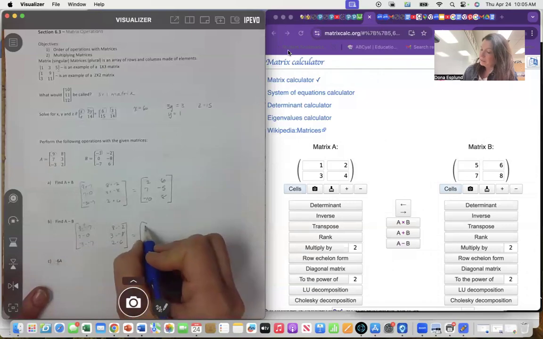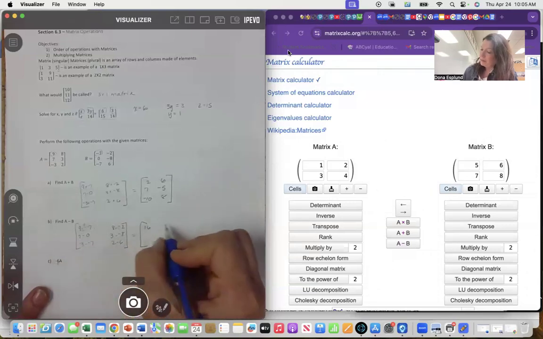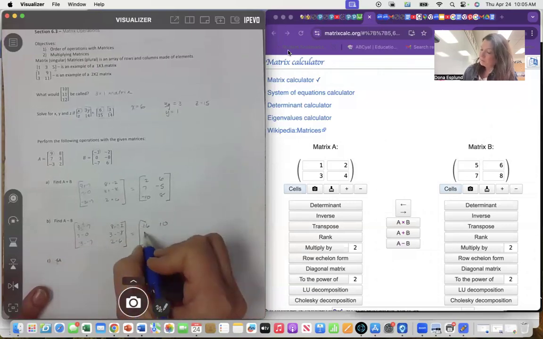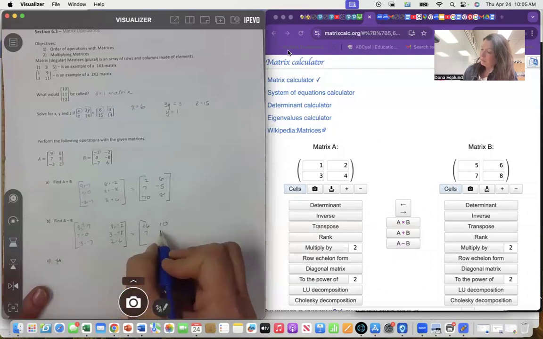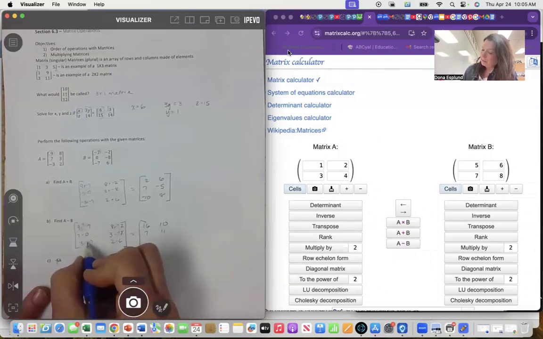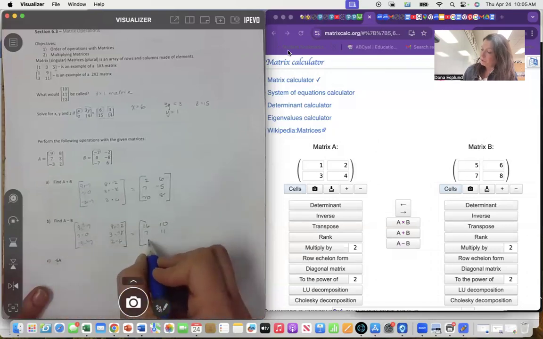So 9 plus 7 would be then 16. I'd have 8 plus 2 is going to be 10. I would have 7. This would be 11. And then I'd have then -3 plus 7, which would be 4. And this would be then a -4.